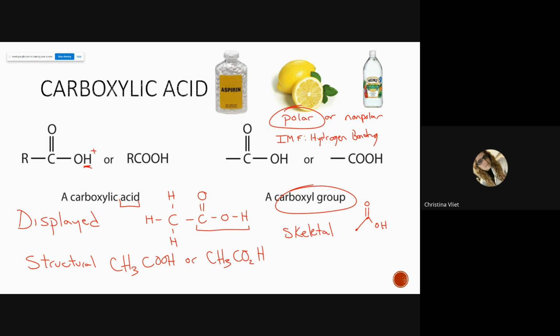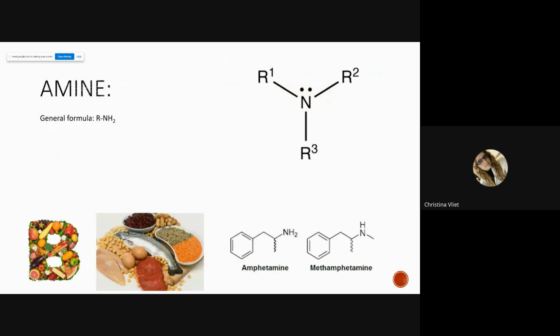So first group was alcohol, COH. Second group is carboxylic acid, which looks kind of similar, COOH. The same carbon has to bond to 2 oxygens and a hydrogen, and it has to be double bonded to the one at the top.